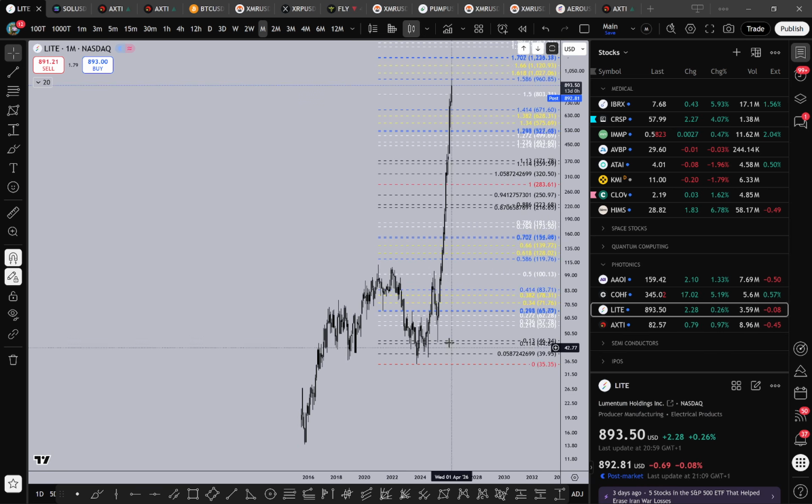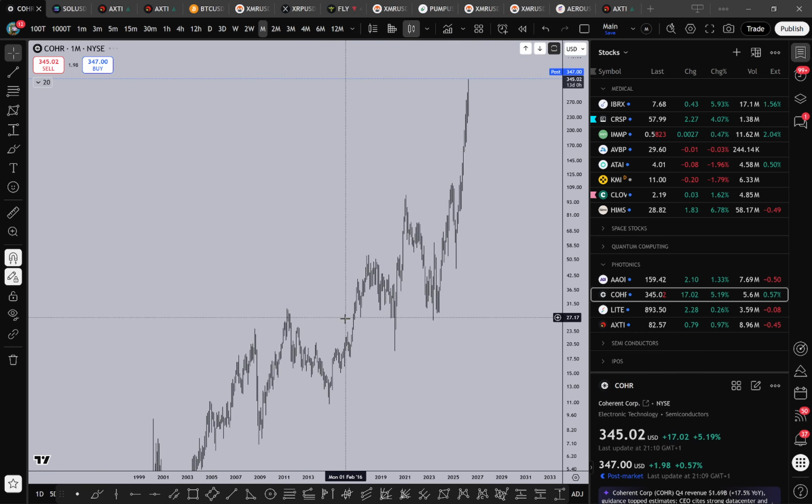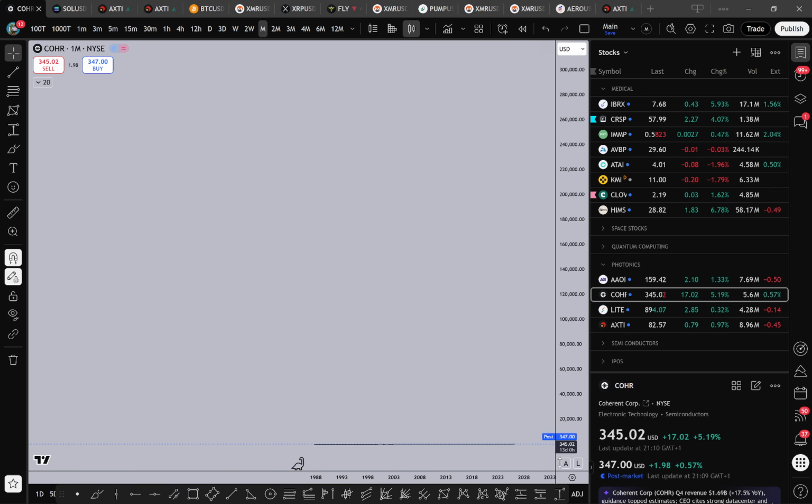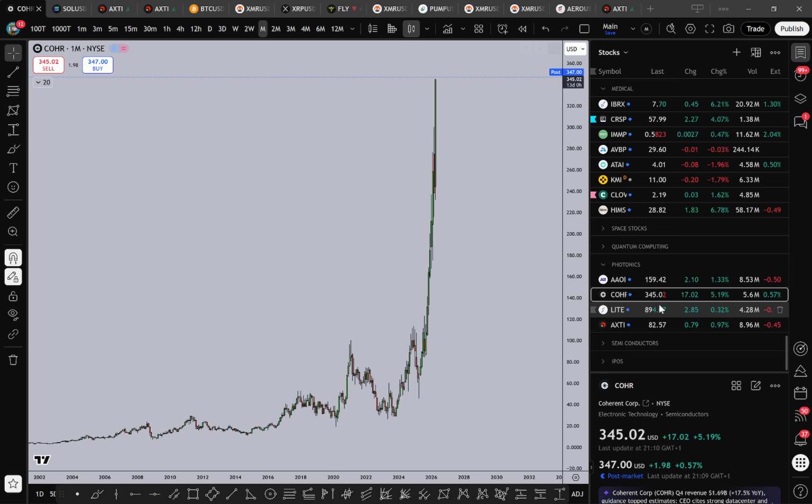In terms of actually getting this impulse up, right? Coherent's older, way older, has more data. But again, bullish, right? Explosive moves up across them.